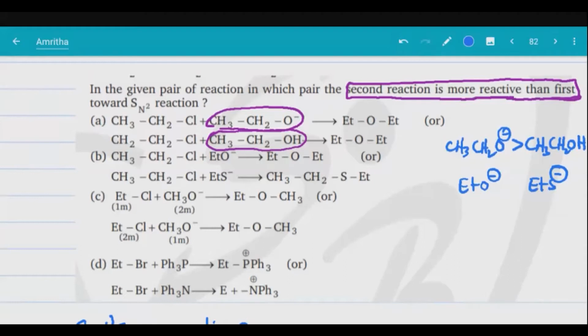You know, oxygen, sulfur. Which one? Sulfur. Sulfur is more. S minus, negative charge is very stable. Oxygen is more electronegative, right? So it will stabilize negative charge. It doesn't want to give electrons. So option B, EtS minus. Fine. Next, so option B case, second reaction is more reactive.